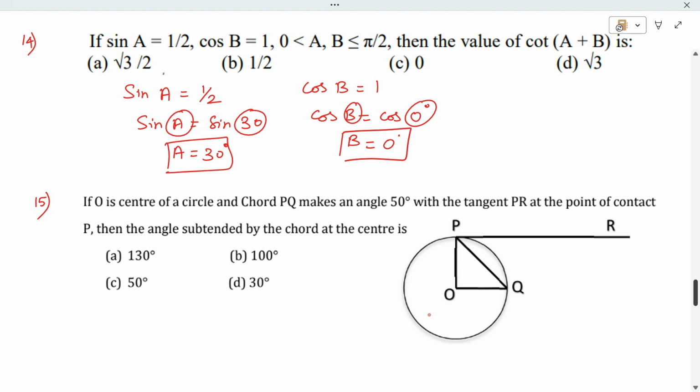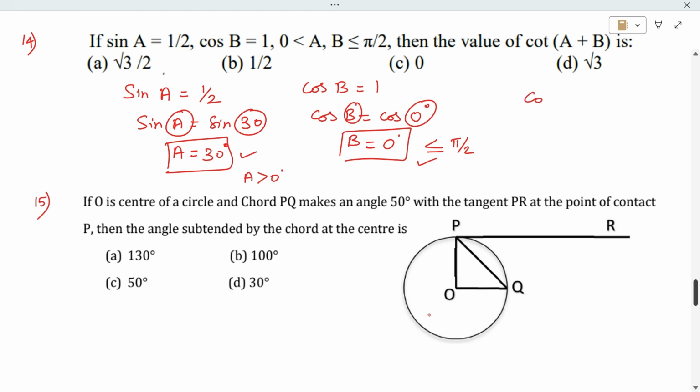So now I have to see whether the condition obeys. So A should be greater than 0. Yes. So A is greater than 0 degree, which is 30 degree, right? And B is less than or equal to pi by 2. Pi is 180, so 180 by 2 is 90 degree. Yes, 0 is less than or equal to pi by 2. So this condition obeys. So A and B values are correct.